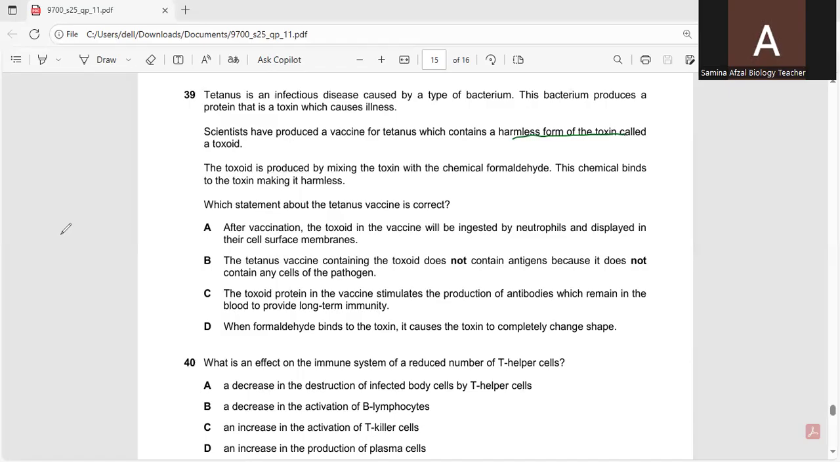So this means it's a substance that the immune system recognizes as foreign. In response, the body's B cells are activated to produce specific antibodies that can bind to the toxoid. So this helps provide long-term protection. If the person is later exposed to the actual tetanus toxin, the existing antibodies will quickly bind to the toxin, neutralizing it before it causes disease. So this process creates immunological memory.